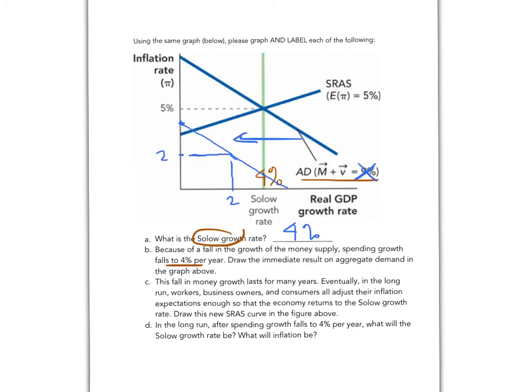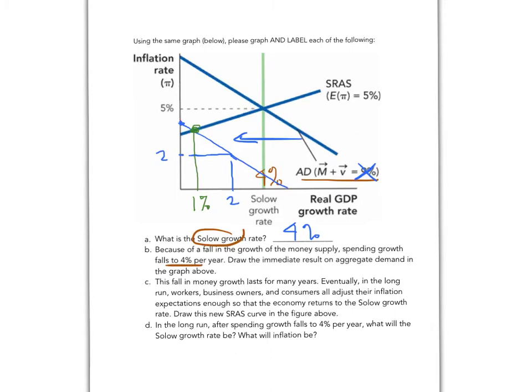Actually, what we're more interested in is where this new aggregate demand curve crosses the aggregate supply curve, and that looks like it's going to be at this juncture over here. And we'd expect the economy to be growing, I'm just picking a number that looks reasonable, much more slowly than before, certainly not up to its potential at 4%, and probably prices will drop. This is what we'd expect when spending drops by quite a bit. But this is temporary. If you look at C, it explains how this temporary situation might reverse itself. So this fall in money growth lasts for many years.